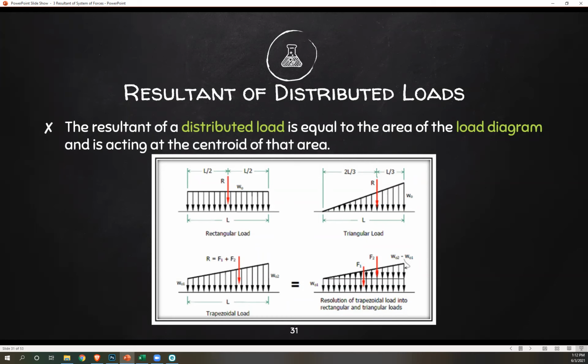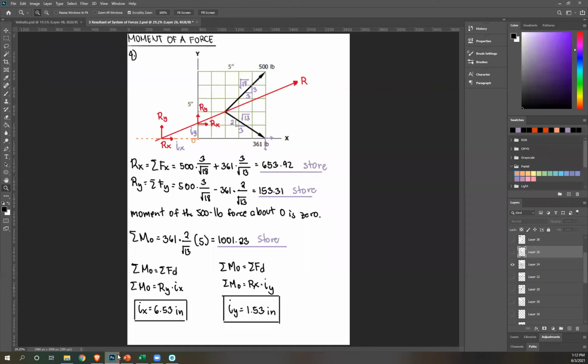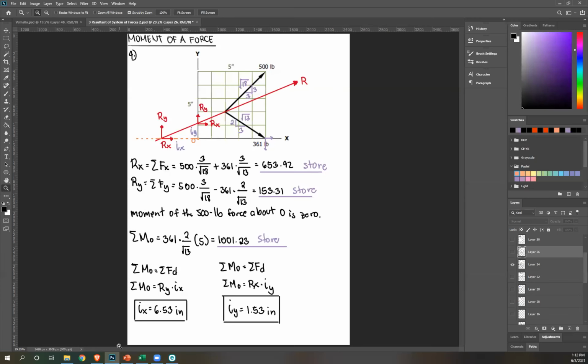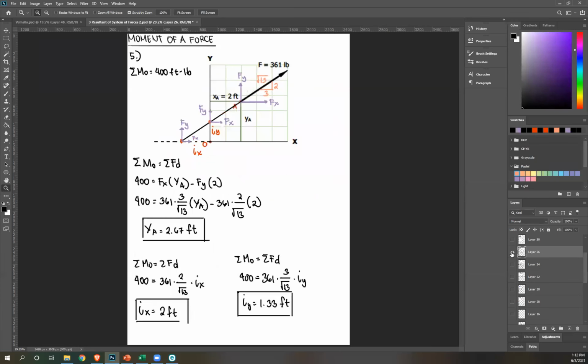It is convenient whenever we convert a distributed load to a point load because it's easier to write our computation. That's why we need to talk about this first. As stated here, the point load or resultant is just equal to the area of your load diagram. Let's talk about that.